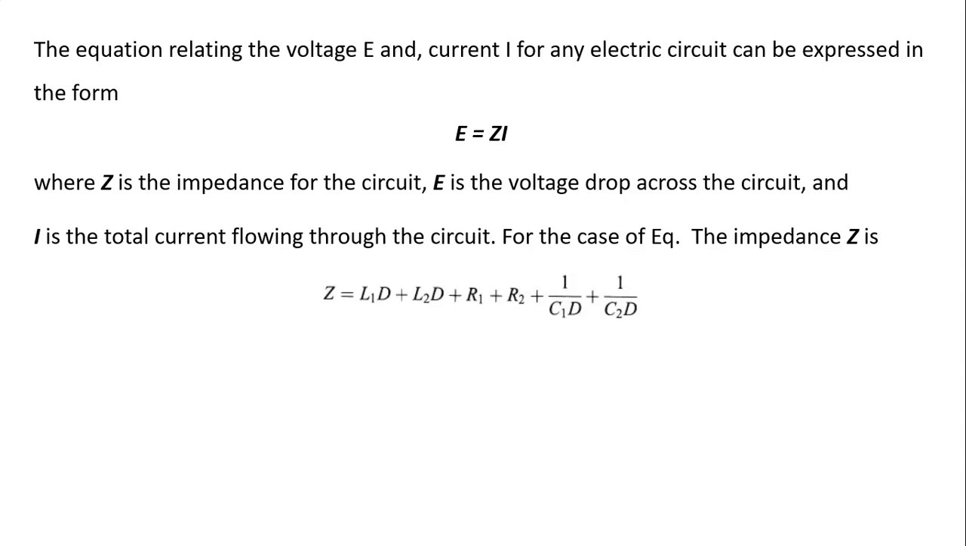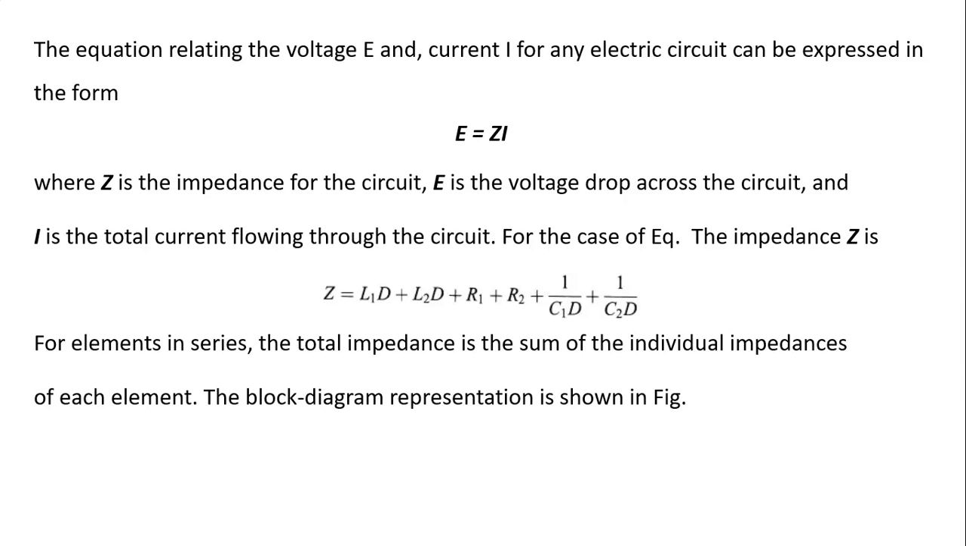Therefore, from this impedance equation, what we are getting: since these elements, that is L1, L2, R1, R2, C1, C2, are in series, the total impedance Z is equal to the sum of the individual impedances of each element. The same thing is written here. For elements in series, the total impedance is the sum of the individual impedances of each element.